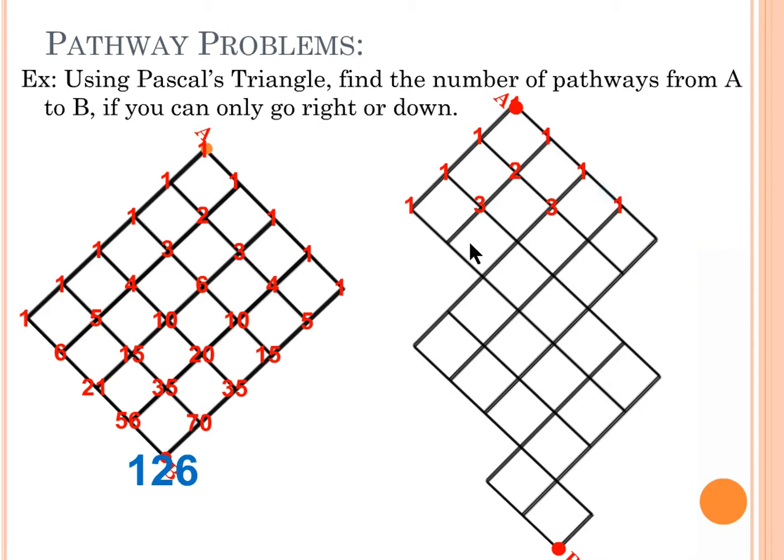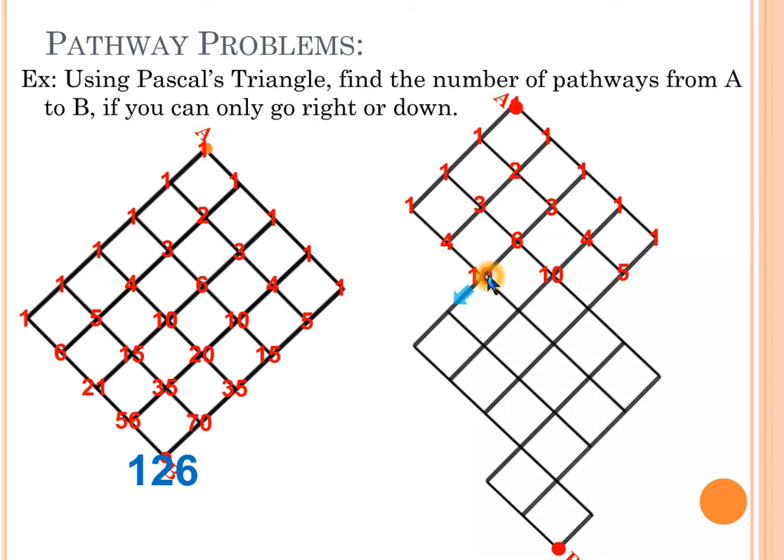And then we're going to continue on the other side. 1 plus 3 is going to be 4. 3 plus 3 will be 6. 3 plus 1 will be 4. And there's also one way over here. All right, good. 4 plus 6 will be 10. 6 plus 4 will be 10. And 4 plus 1 will be 5.